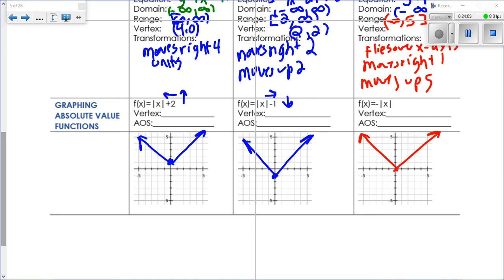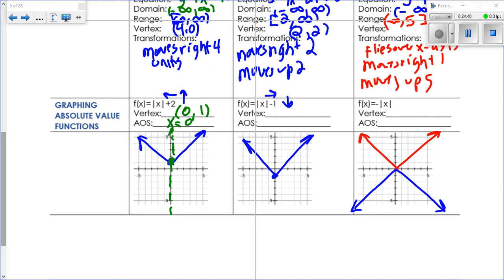Next one, f of x equals negative absolute value of x plus 1. So it's just going to flip over. Okay? Now let's talk about what the vertex is. Well, the new vertex, the vertex of the transformed function, we have at 0, 1. It's right here. The axis of symmetry goes right through that x value. So x equals 0. That's my axis of symmetry.